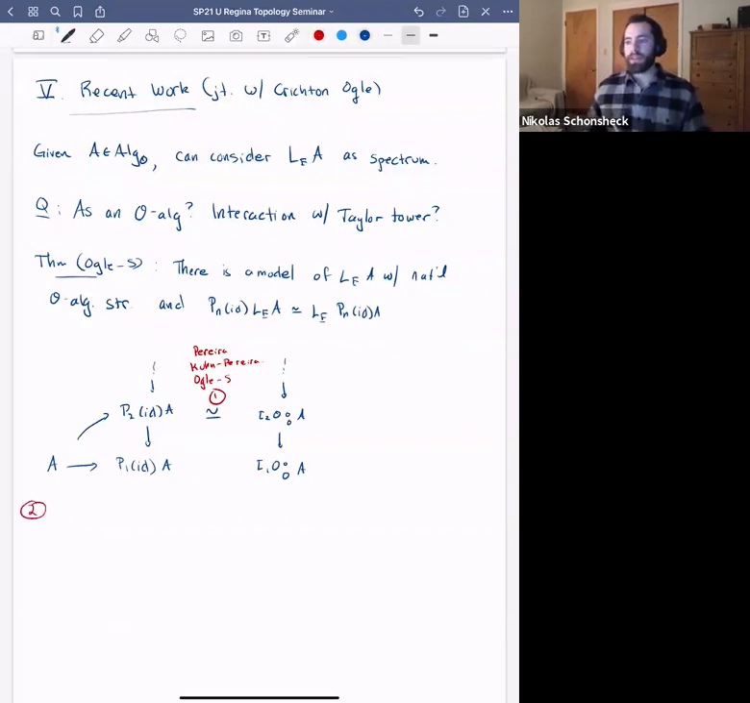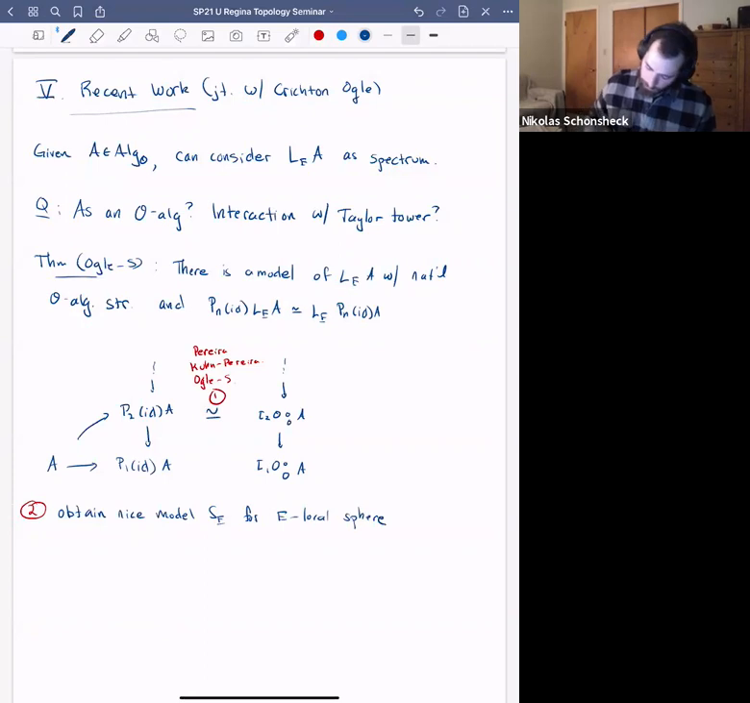Step number 2 is to get a nice model for the E-local sphere spectrum. So obtain a nice model, to call SE, for the E-local sphere. And since it's a smashing localization, what this tells us is that the E-localization can be modeled as SE smash A.